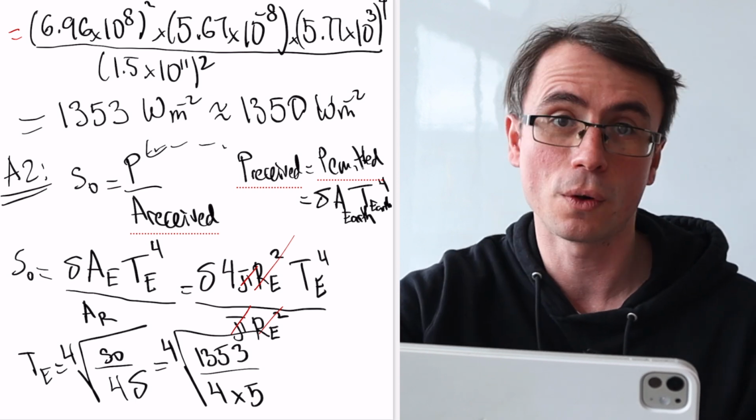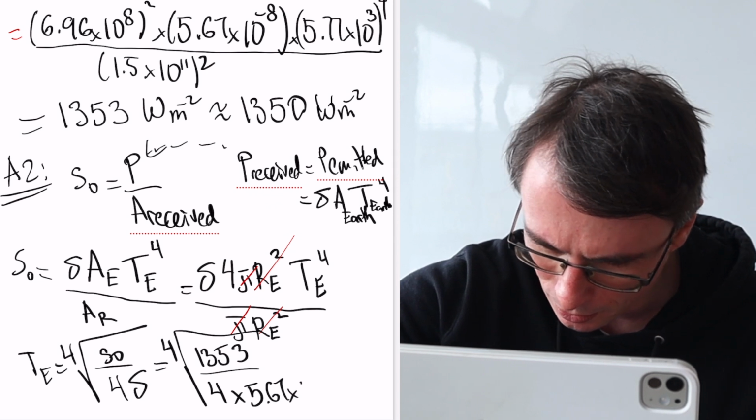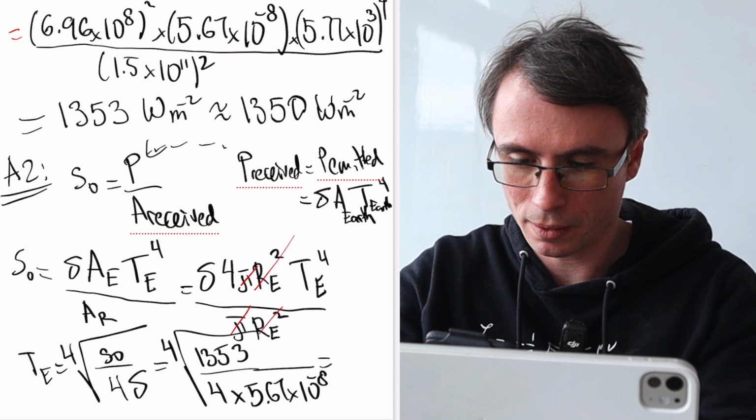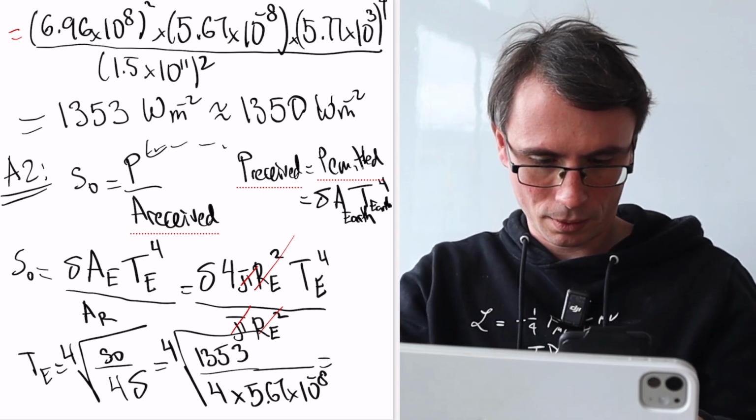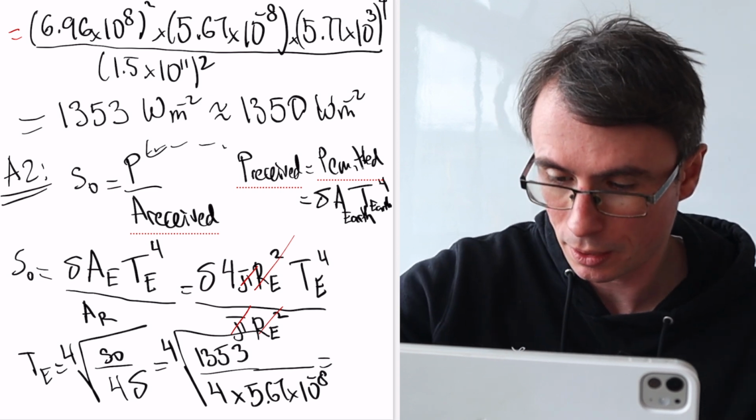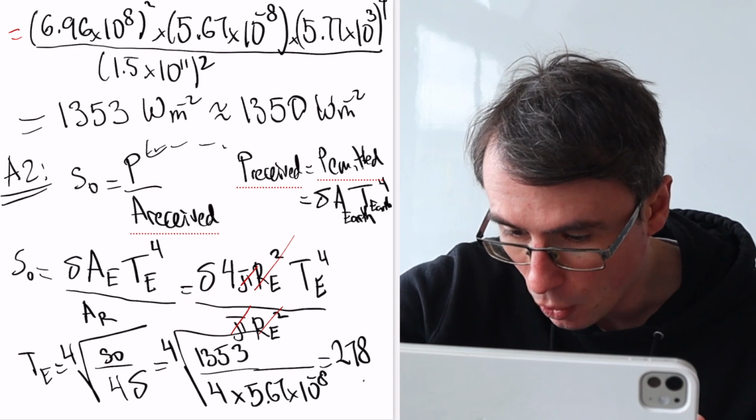Do not forget the 4th root, kids. 5.67 times 10 to the power of minus 8. Let's see what this gives us. So this here gives me 277.9 degrees. Should we just call it 278 Kelvin, like so. The answer kind of makes sense.